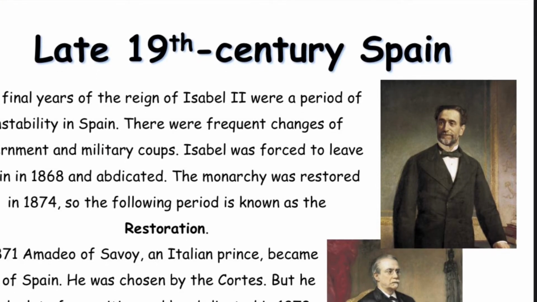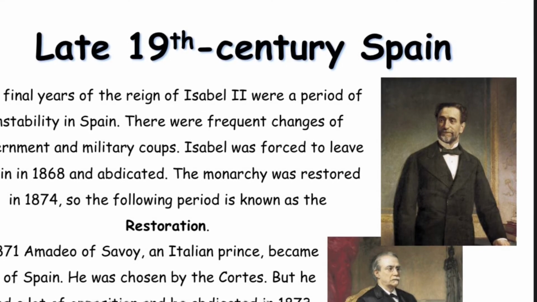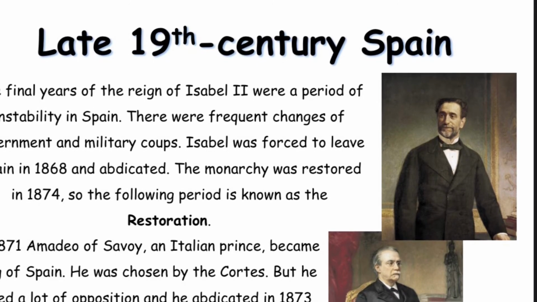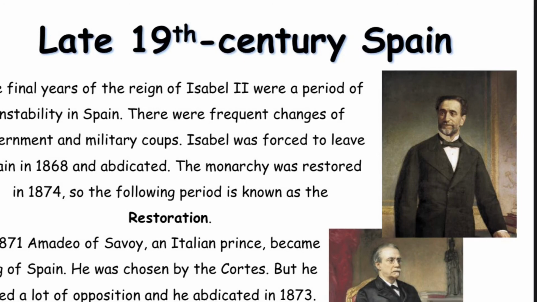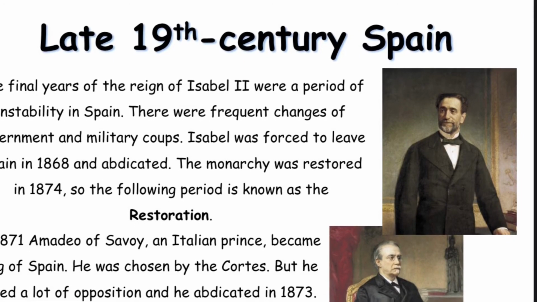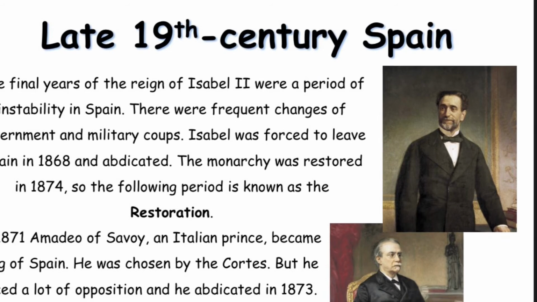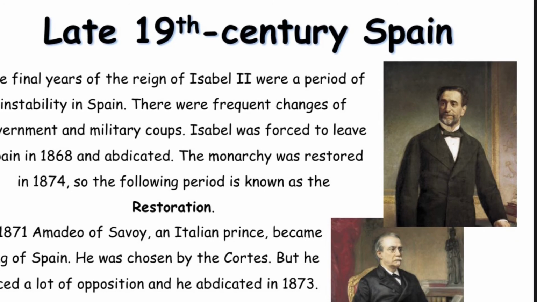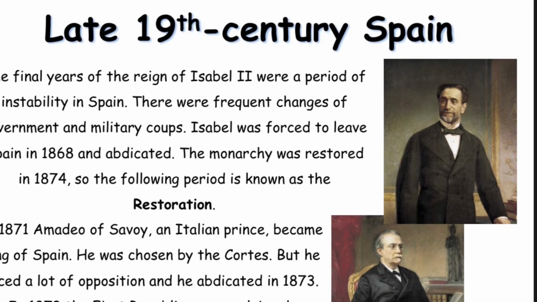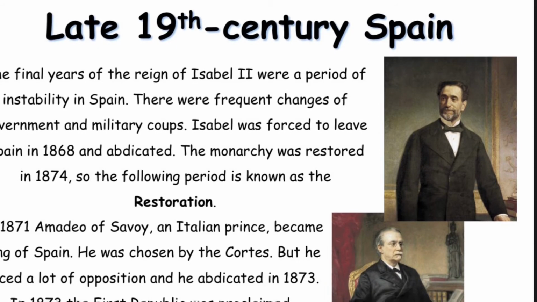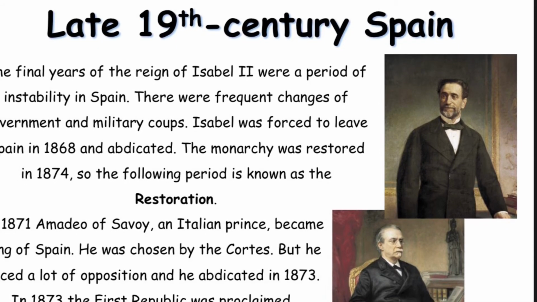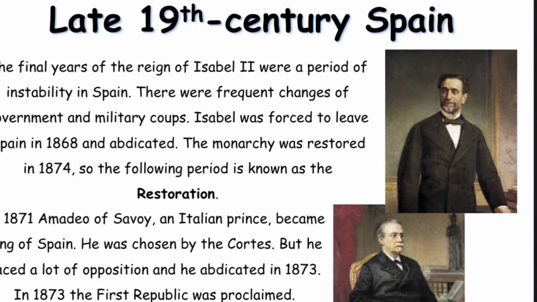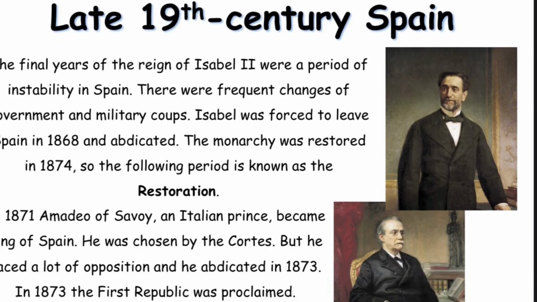Late 19th century Spain. The final years of the reign of Isabel were a period of instability in Spain. There were frequent changes of government and military coups. Isabel was forced to leave Spain in 1868 and abdicated. The monarchy was restored in 1874, so the following period is known as the Restoration. In 1871, Amadeo of Savoy, an Italian prince, became the king of Spain. He was chosen by the Cortes, but he faced a lot of opposition and he abdicated in 1873. In 1873, the First Republic was proclaimed. However, there was a military coup led by General Martinez Campos. This was the end of the Republic.